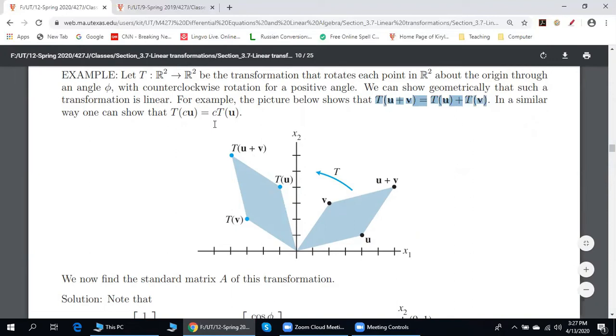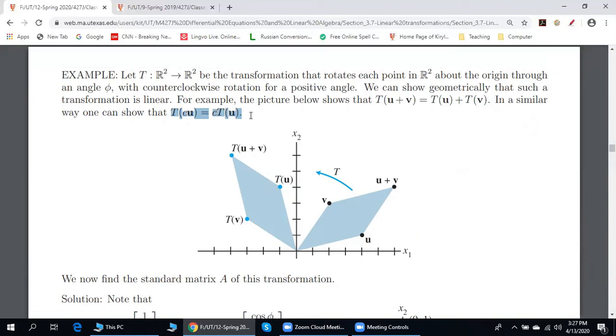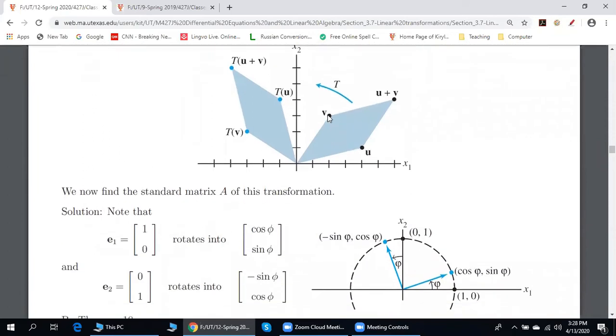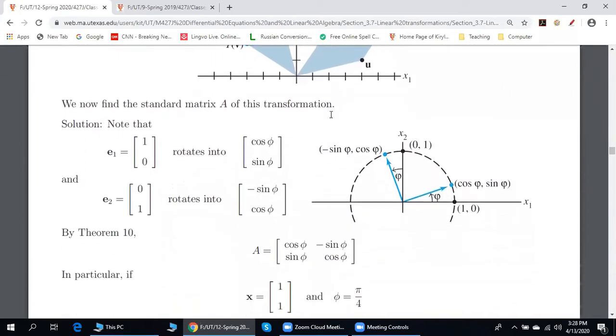In the same way, we show that property number 2 is also true. Conclusion: rotation about the origin is a linear transformation. Since rotation is a linear transformation, by theorem 10, this transformation can be written as A times X. How do we find A? Again, we use theorem 10.